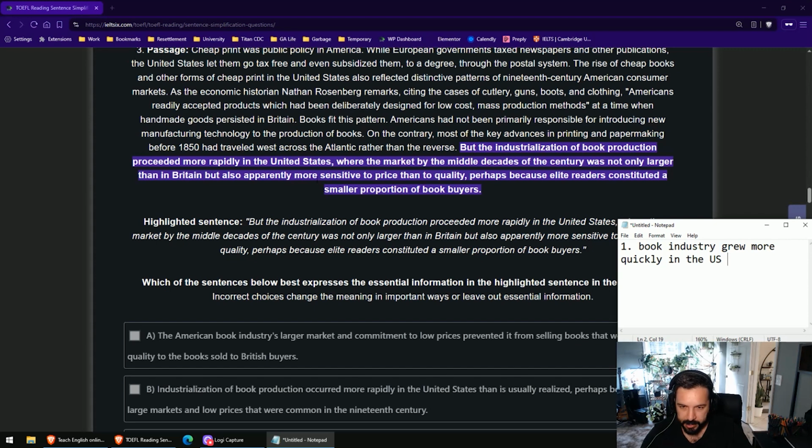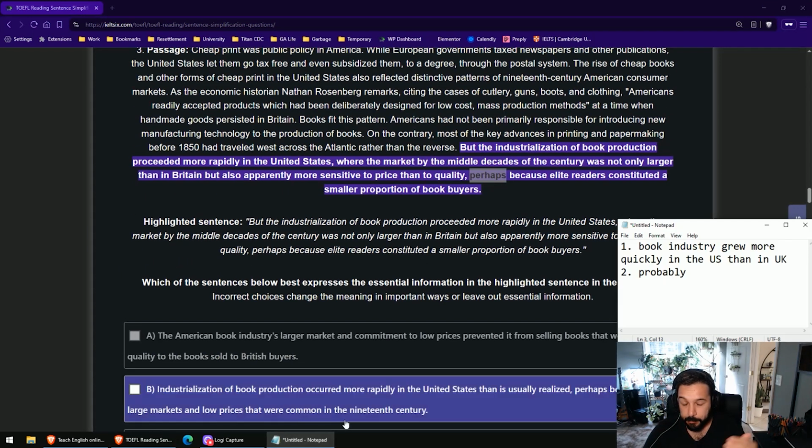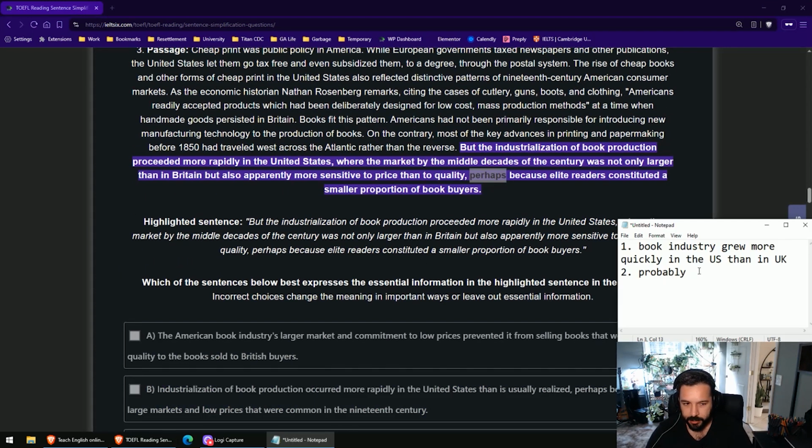That's mentioned in the parentheses. We didn't read it this time. So, one, the book industry grew faster in the US than in the UK. Two, pay attention to when the text says likely, probably, perhaps, maybe. So we are not sure. And sometimes the options they give you actually say, for example, this happened because of that. And that means we are sure. That's a factual statement. But we don't know. Probably because most of the readers were not serious book readers. They were hobbyists, let's say.